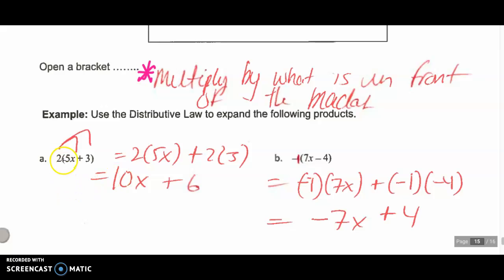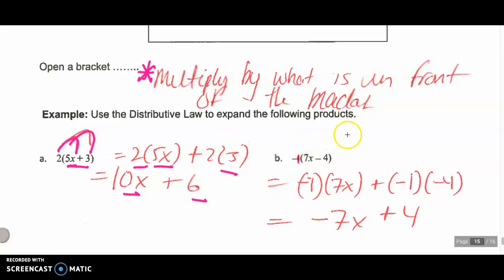Okay? So there's a bracket, open it up, that's 2 times all this, so let's do 2 times all of this. You can't collect like terms here because there are no like terms. So you have a 5x and a 3. If you could, you'd be better off putting them together, but you can't. So you multiply this by 2, you multiply this by 2. 2 times 5x is 10x, 2 times 3 is 6.